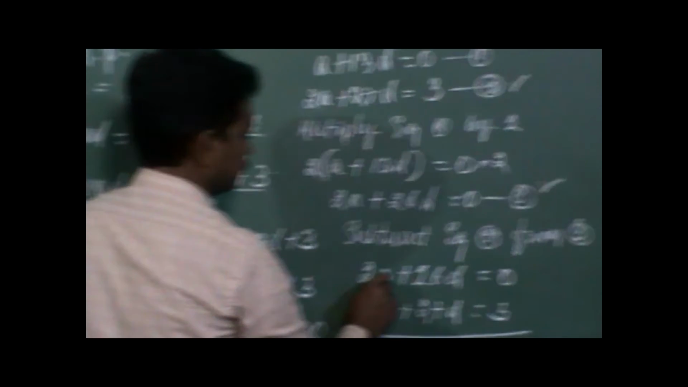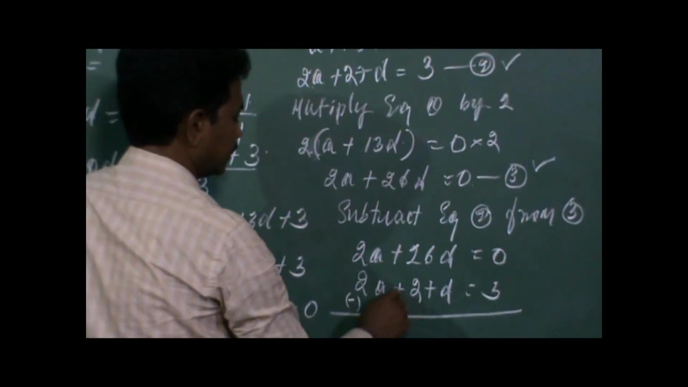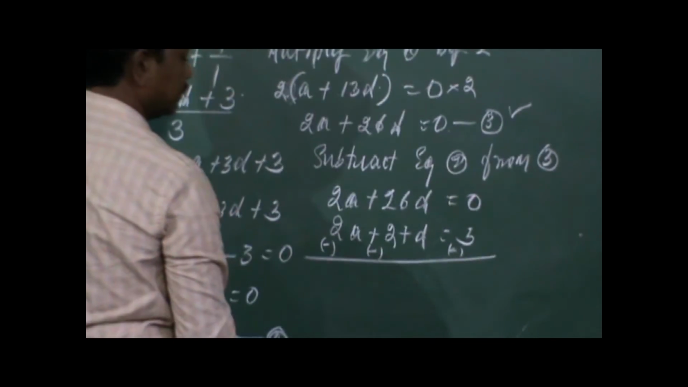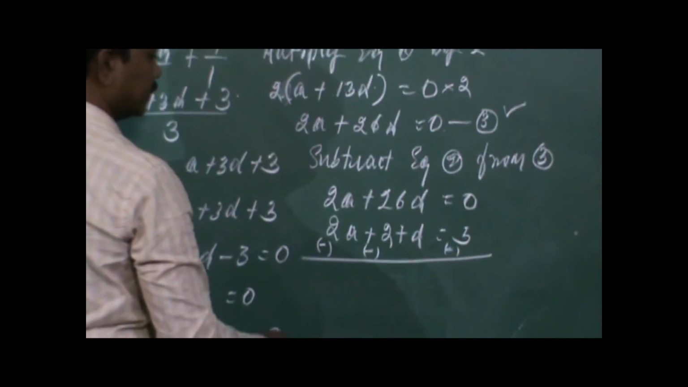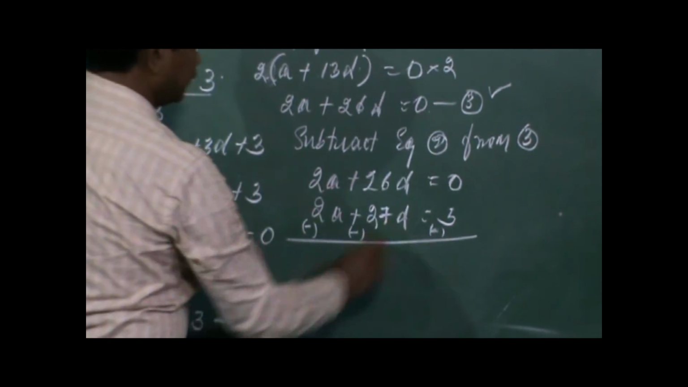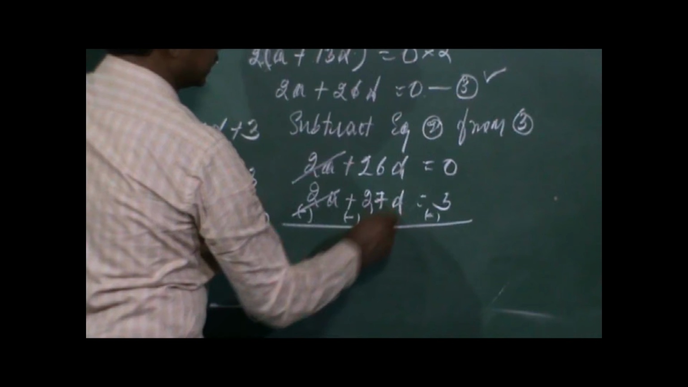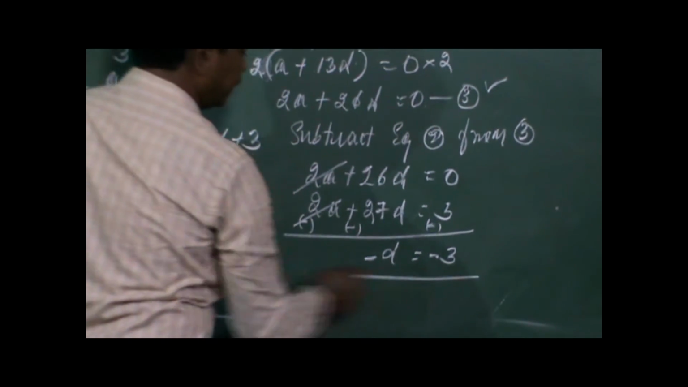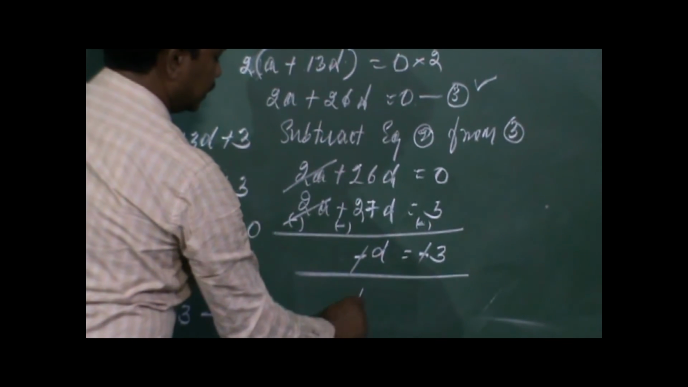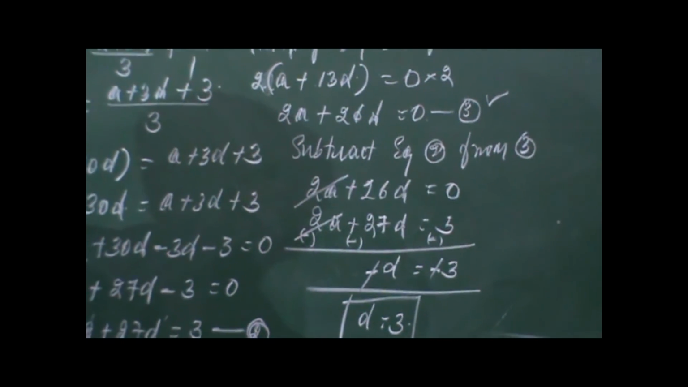While subtracting, the sign of the equation which is below changes. If it is positive, it becomes negative. If it is negative, it becomes positive. So minus 27D, and 2A minus 2A cancels. Minus 27D plus 26D is minus D, that is minus D is equal to minus 3. So minus and minus cancel, so D is equal to 3. So we have got the value of D. Now we will go with the process of finding A.